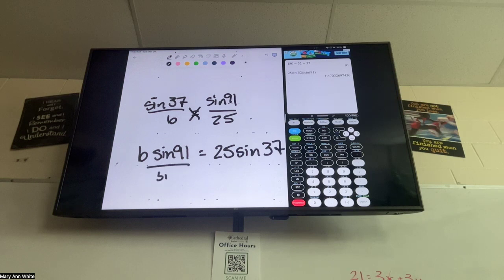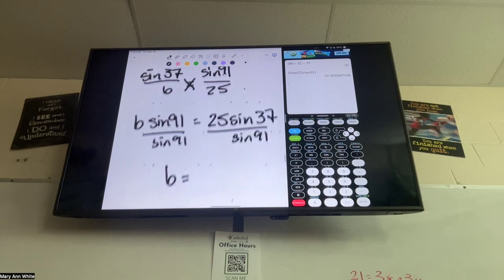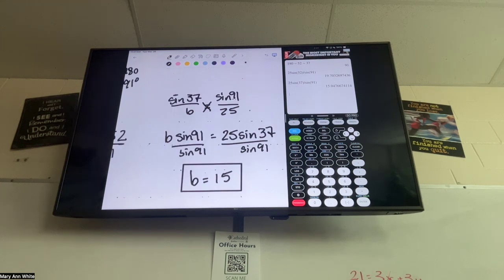The more we do of these, you might find little patterns and shortcuts. Make sure you at least set up your equation. And I do encourage that middle step that I do, because if for some reason you type something into your calculator wrong, I know what you were meaning to do. So again, the more work you show, the better chance you get partial points. But if you're like, oh, we keep doing this and I know how to set it up, then that's also fine. So b equals 15.